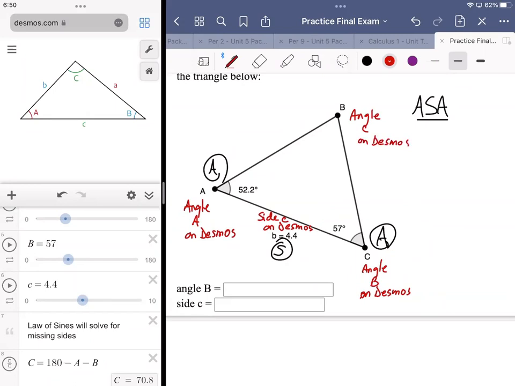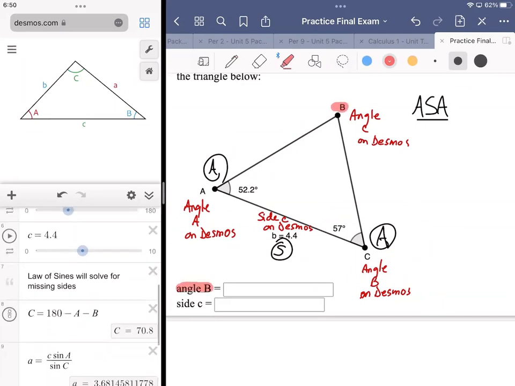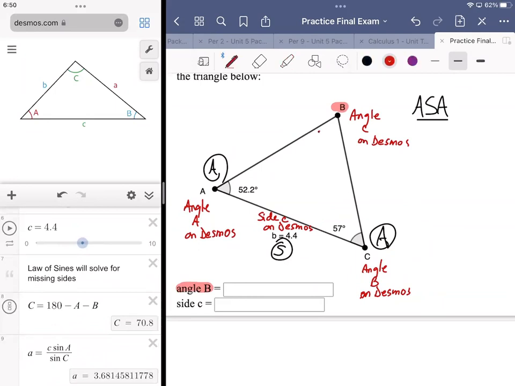So when they're asking for angle B, they're saying find angle B. We would look at C on Desmos, which would be 70.8. That being said, you shouldn't really need Desmos for that part. The three angles in a triangle add to 180. Subtract the two angles you have from 180 and you'll have your answer. All right, so 70.8, one way or another. And then side C is the one that we would want.